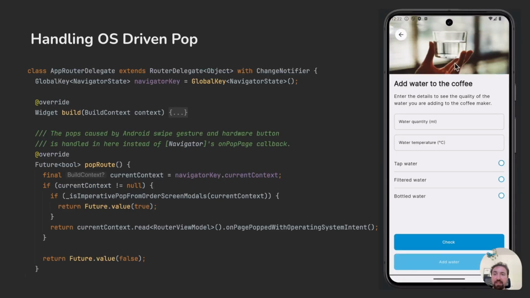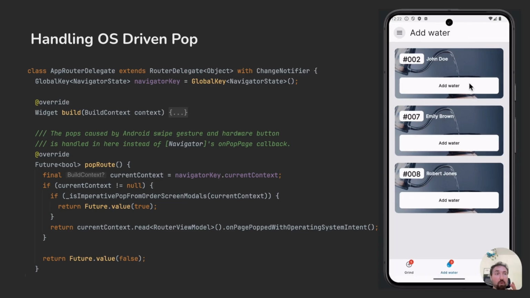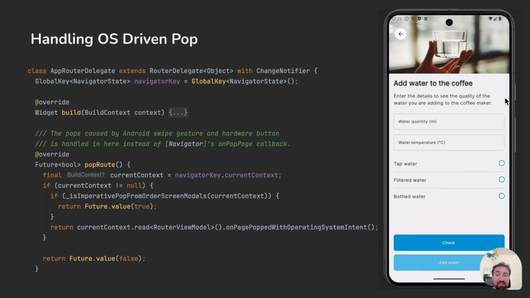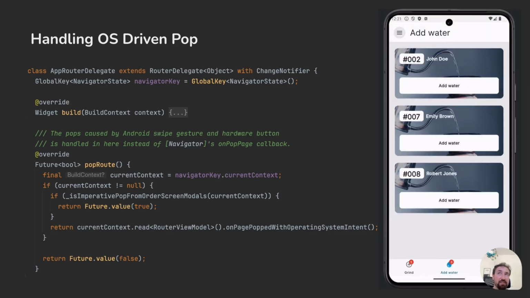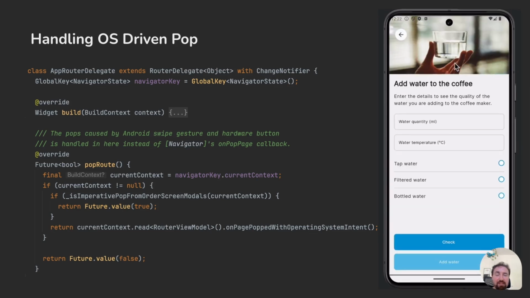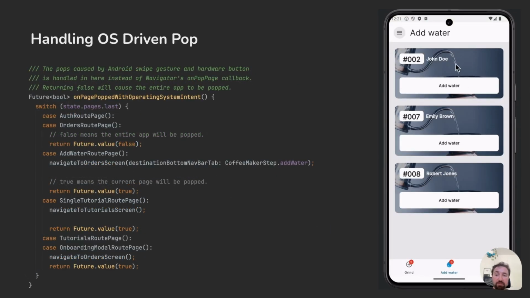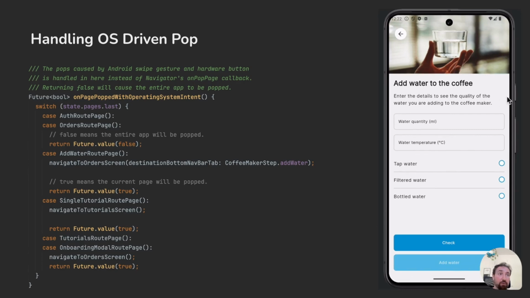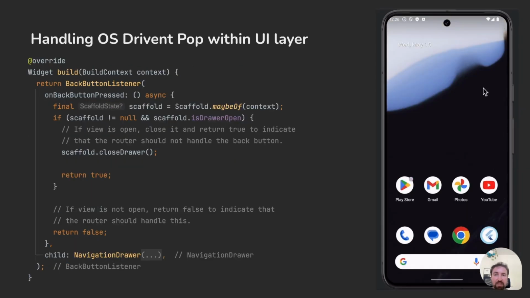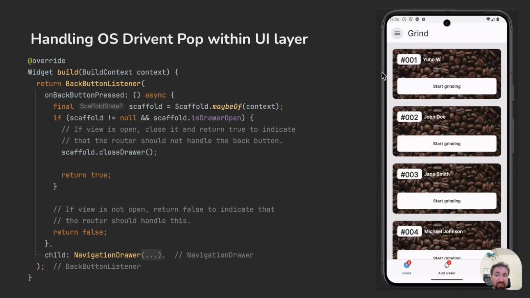And then handling the OS generated pops. The OS generated pops are initiated at the engine level, and in this case, the popRoute method in the router delegate is called. In this method, we inform the router view model, and then inside the router view model, we navigate back to the orders screen. We can also utilize a shortcut in the widget layer.